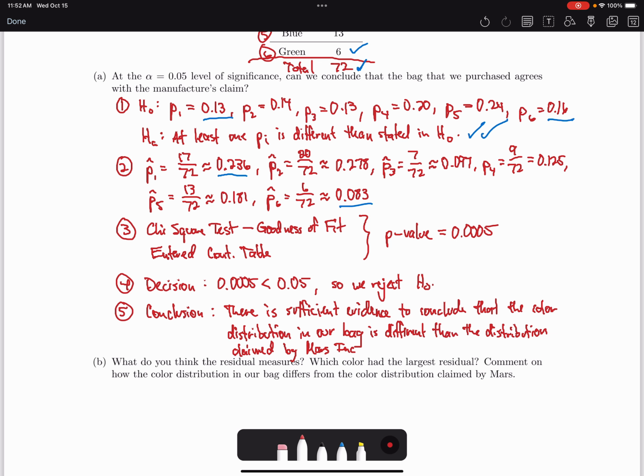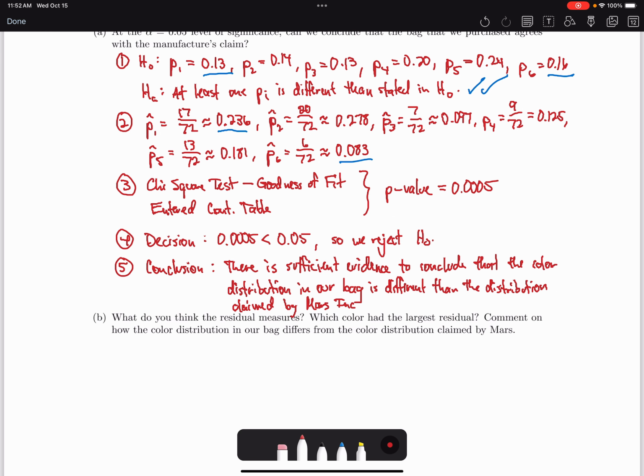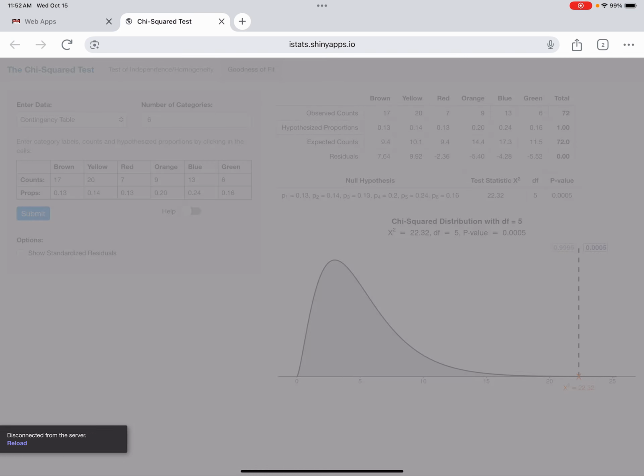Okay, very good. So now part B says, what do you think the residual measures? Which color had the largest residual? Comment on how the distribution in our bag differs from the color distribution claimed by Mars, because we discovered in part A that our bag is different, right? But how is it different? So let's look at Art of Stat again. Okay, so it's saying that it disconnected from the server. If I reload, I'm gonna have to redo the whole problem. But fortunately, we can still kind of see beneath the gray what's going on.